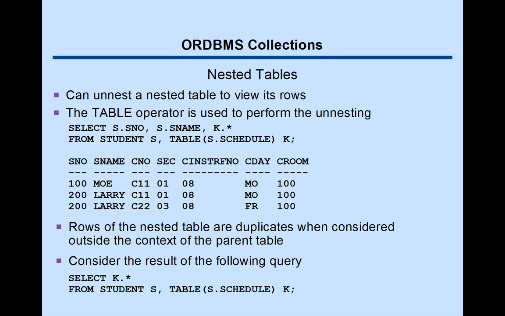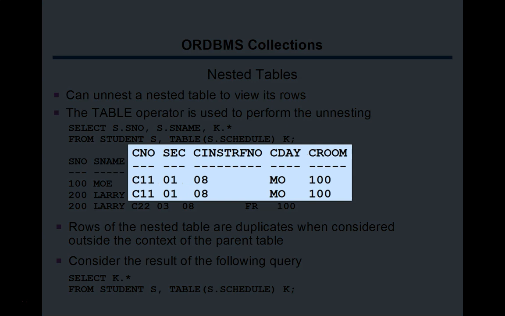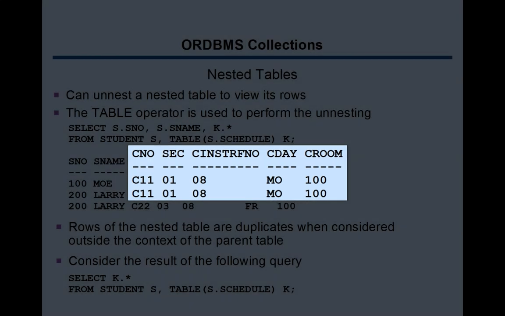We make the comment here that rows of the nested table are effectively duplicates when we consider only the content of the nested table. That is, when we examine what's in the nested table without providing the context of the parent row. So, for example, if we examine the first 2 rows in this output, the row for Mo and the first row for Larry, and consider only those columns taken from the nested table, there are duplicate rows.